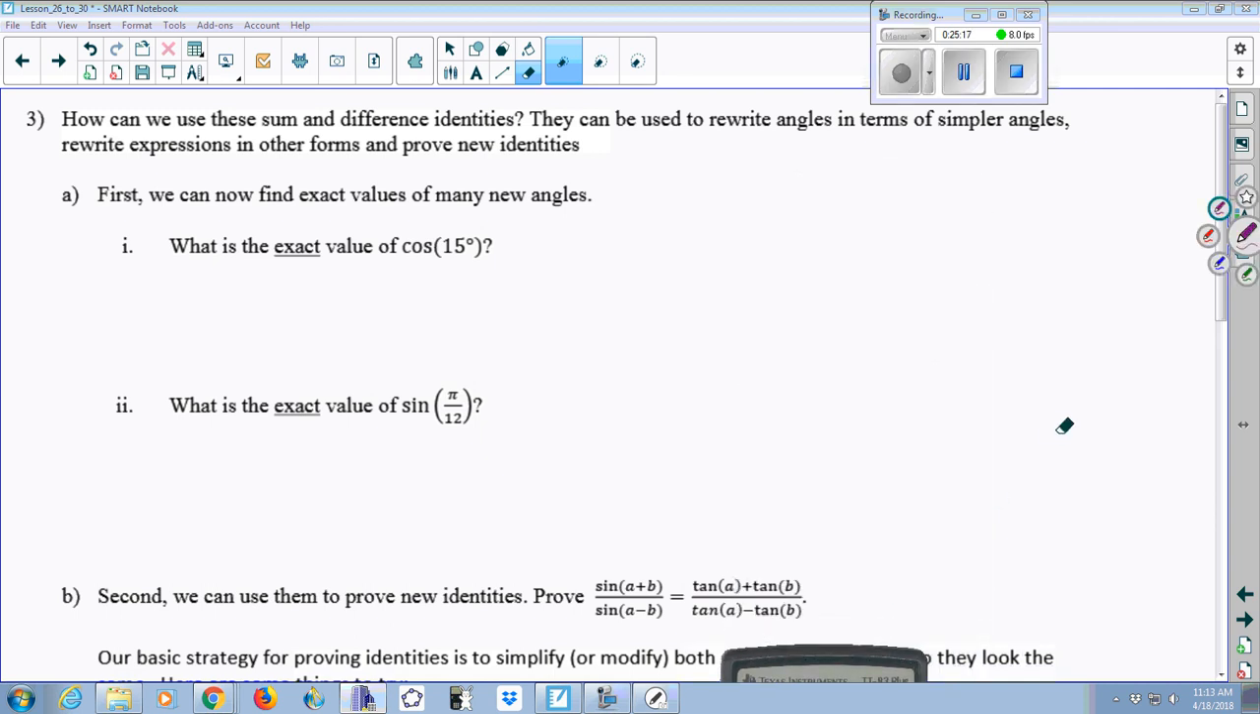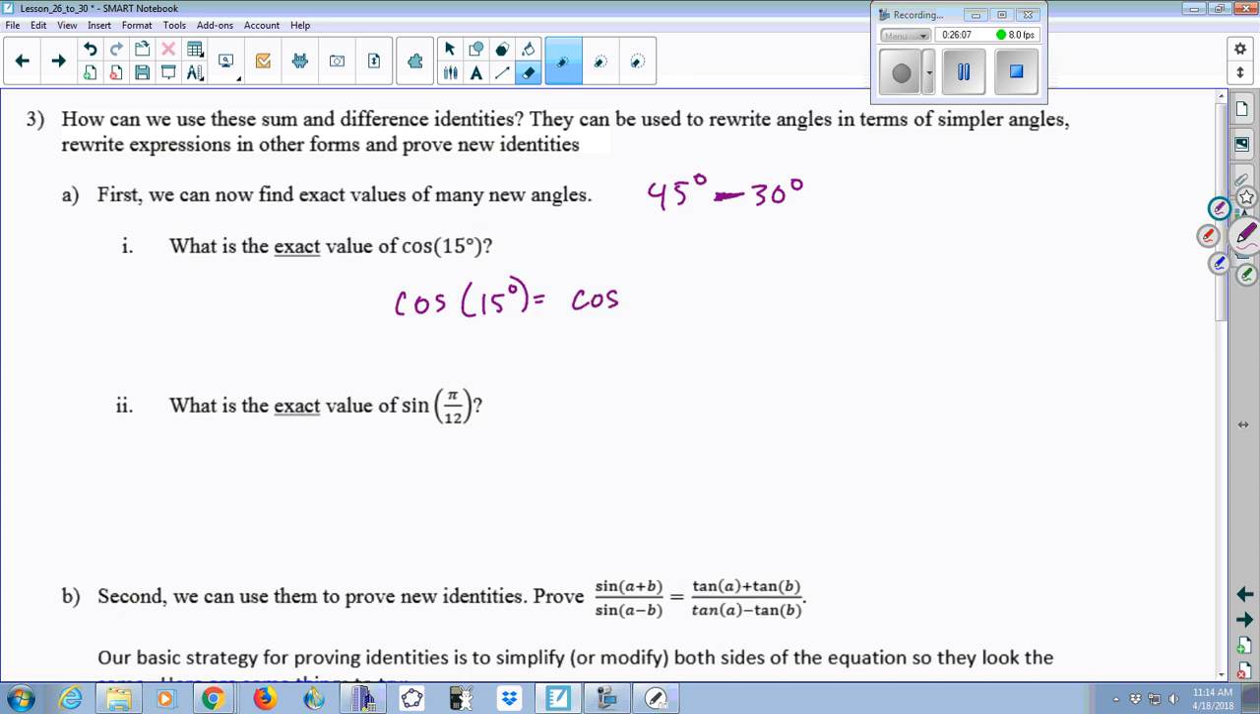But the idea of being able to use these cosine and sine difference and sum identities will come in handy throughout the rest of your section here when we're proving identities and also rewriting expressions. So what we want to do is write 15 degrees either as the sum of two angles we know or the difference of two friendly angles. So what do you think you might do here to get 15 degrees? 45 degrees minus 30 degrees. That sounds good. I know cosine of 45 and 30, and I know sine of 45 and sine of 30, so that's a great place to start. So cosine of 15 degrees can be rewritten as the cosine of the difference between these two angles, 45 degrees take away 30 degrees.